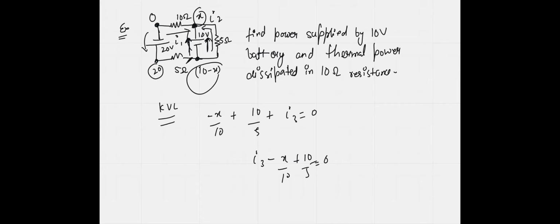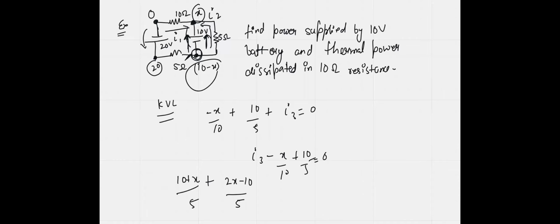Okay, this is I2. And let's do the same process at this particular node. So here it is 20 minus 10 minus 6, that will come out as 10 plus x, divided by 5, plus, again, x minus this and minus, so it will come out as 2x minus 10 divided by 5, plus I2. Okay, so this is what I am going to do.